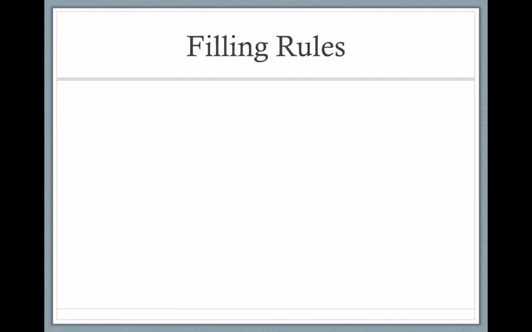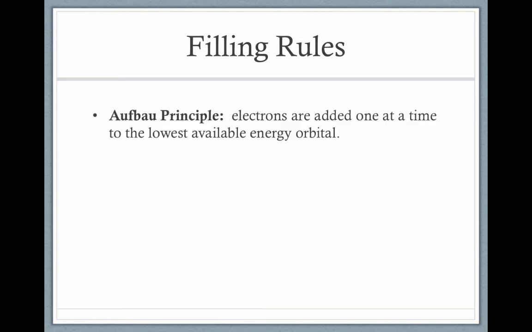There are some rules that govern the way in which electrons occupy the energy levels in an atom. The first is the Aufbau principle. Aufbau is German for building up. This tells us that the electrons are added one at a time to the lowest available energy orbital first. In other words, you won't fill a higher orbital until lower orbitals are completely full.